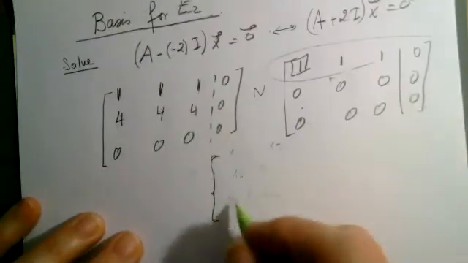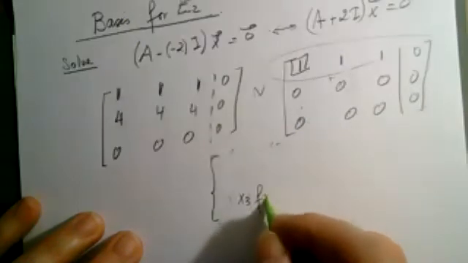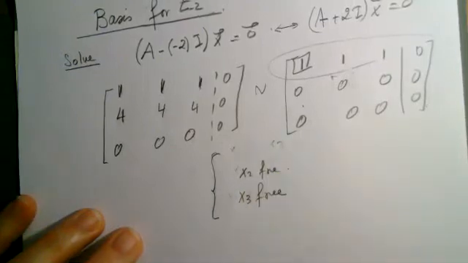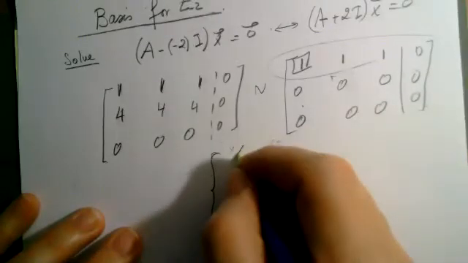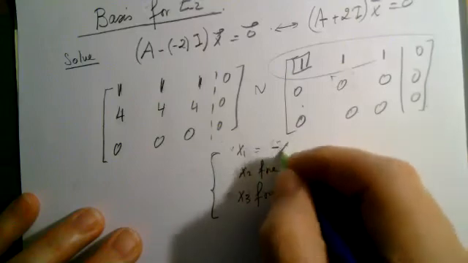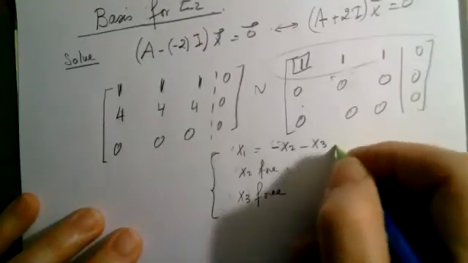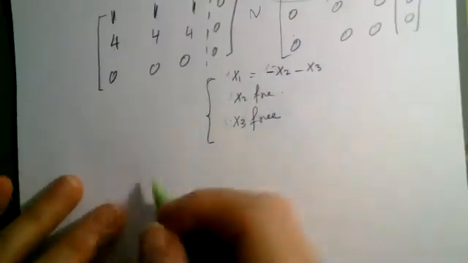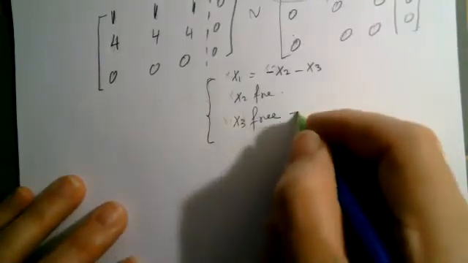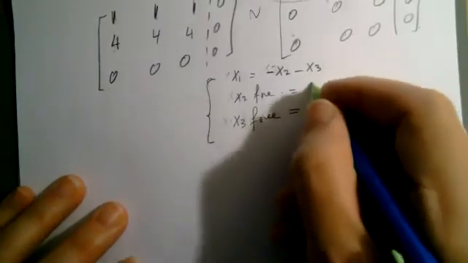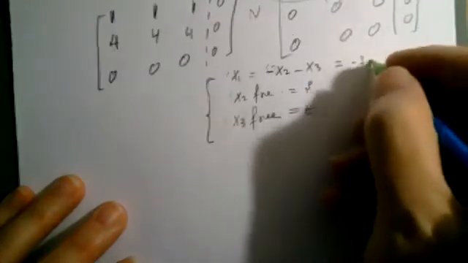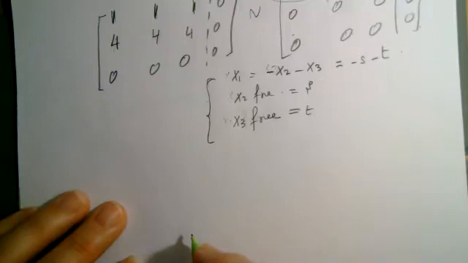So this will give me x3 free, x2 free. I have 2 free values. And x1 is minus x2 minus x3. Okay, now I need to write this in parametric vector form. So in parametric vector form, I will set this to be S, I will set this to be T, this will become minus s and minus t.